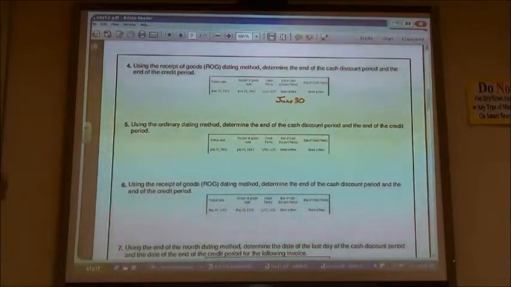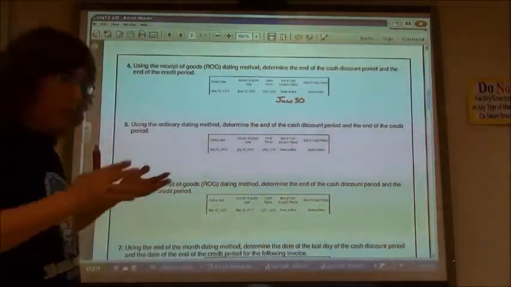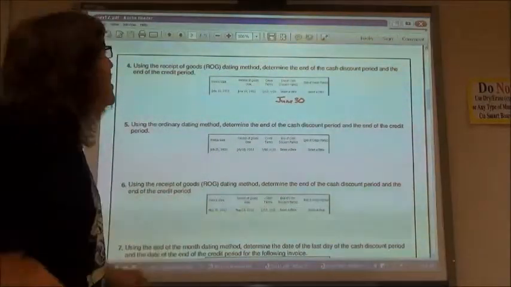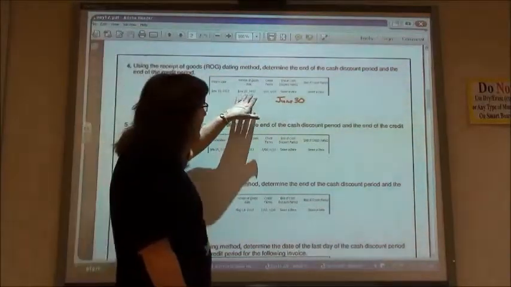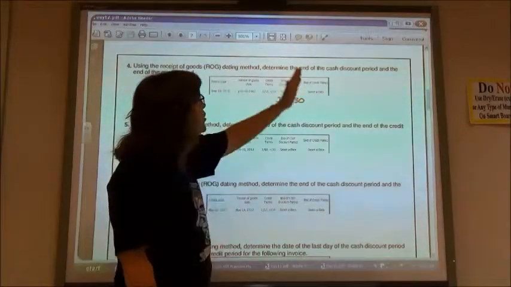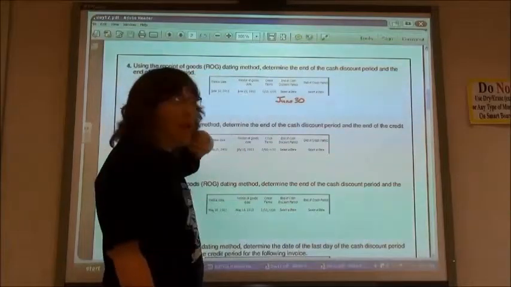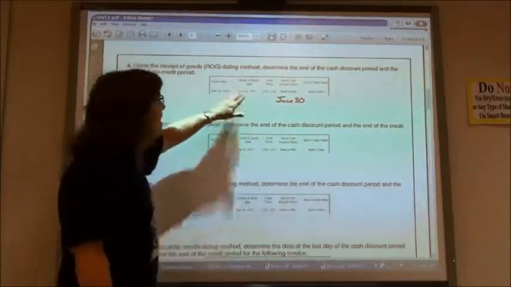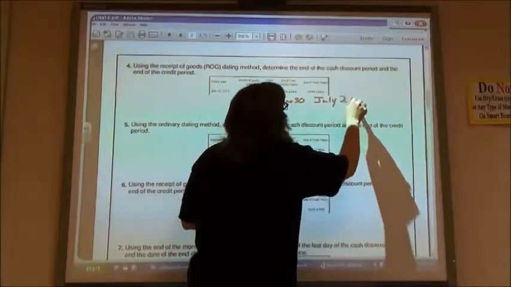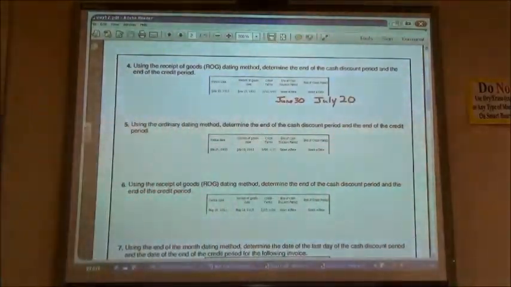So you have to think about which months or how long. 30 days has September, April, June, and November. So since June has exactly 30 days, the net is due within 30 days. It's going to be due exactly 1 month from when I received my goods, which means 30 days from June 20th would be July 20th.